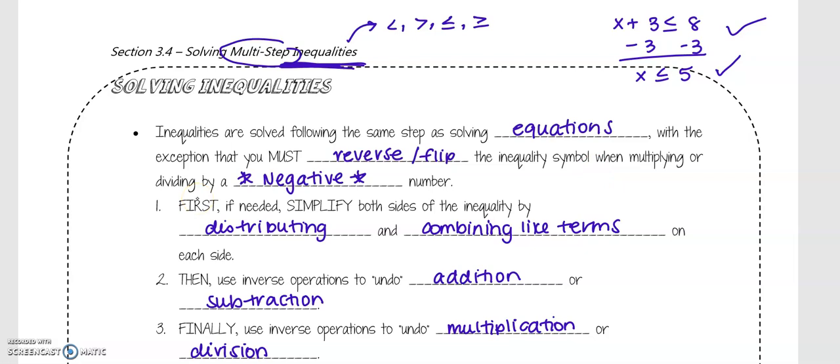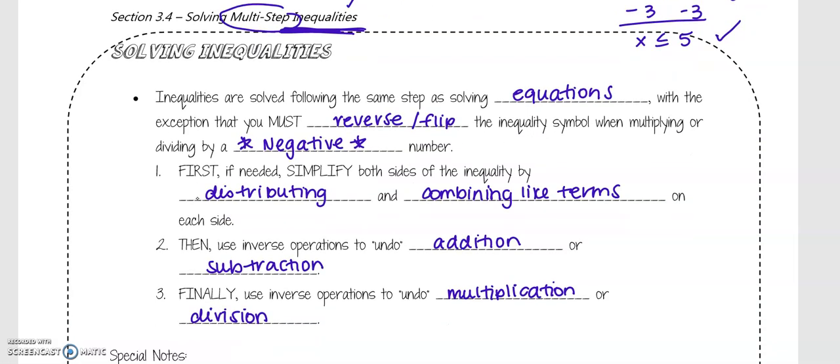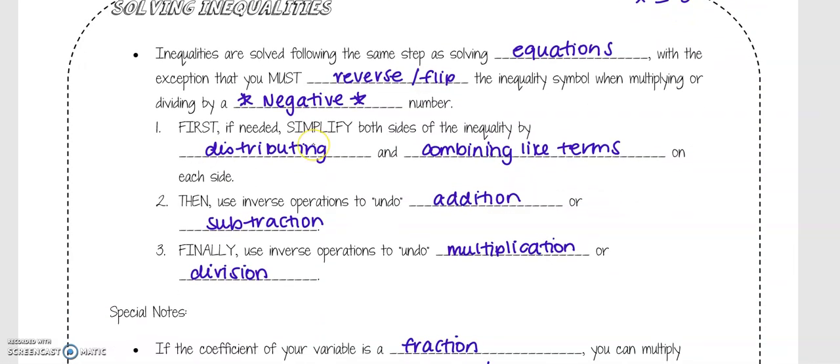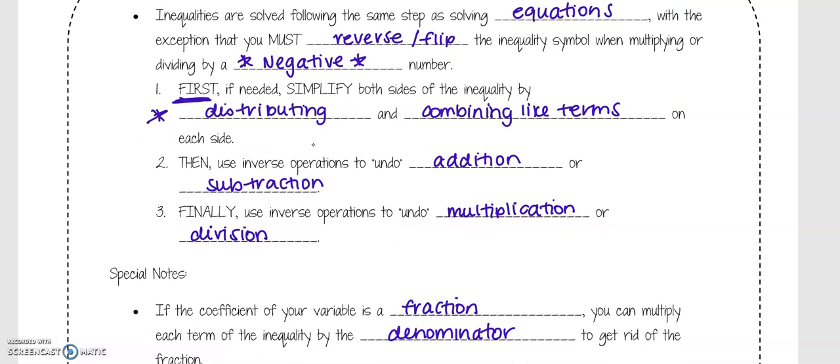Once we do that, we have to remember to do that. First, we might need to distribute or combine like terms. That happens first, okay? Distribute or combine like terms. And then we're going to use inverse operations to get the x by itself, or get the variable by itself. Then we want to either add or subtract. That comes next. And then last, we want to multiply or divide. We need to remember this order. Distribute, combine like terms is first. Add or subtract is next. Multiply or divide is last.